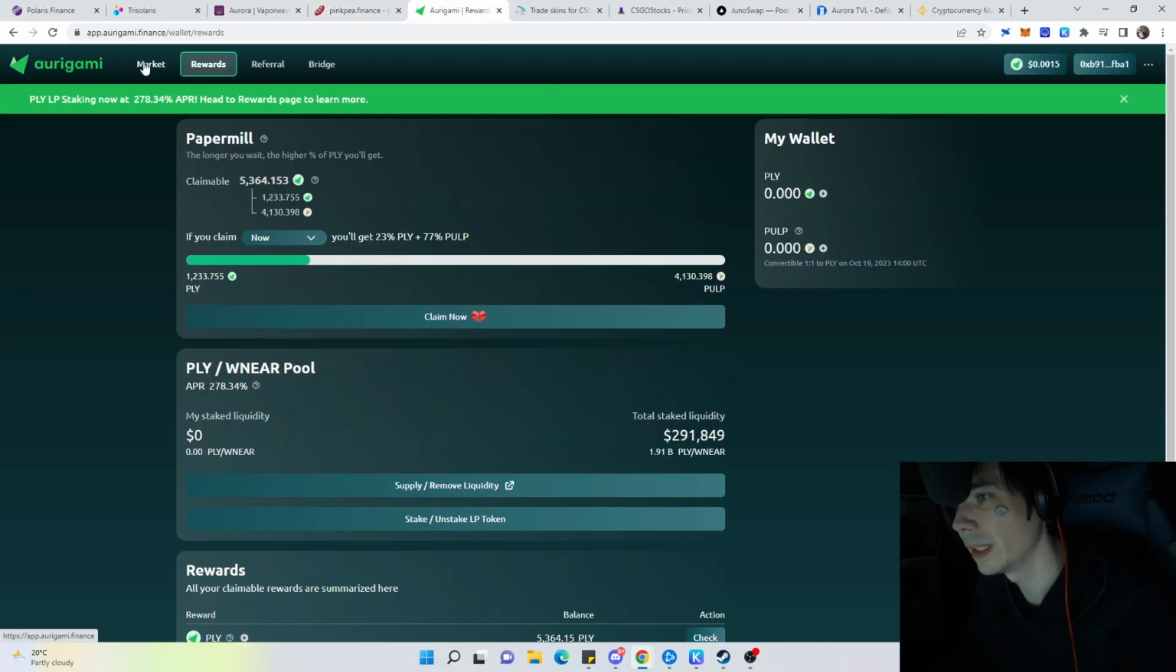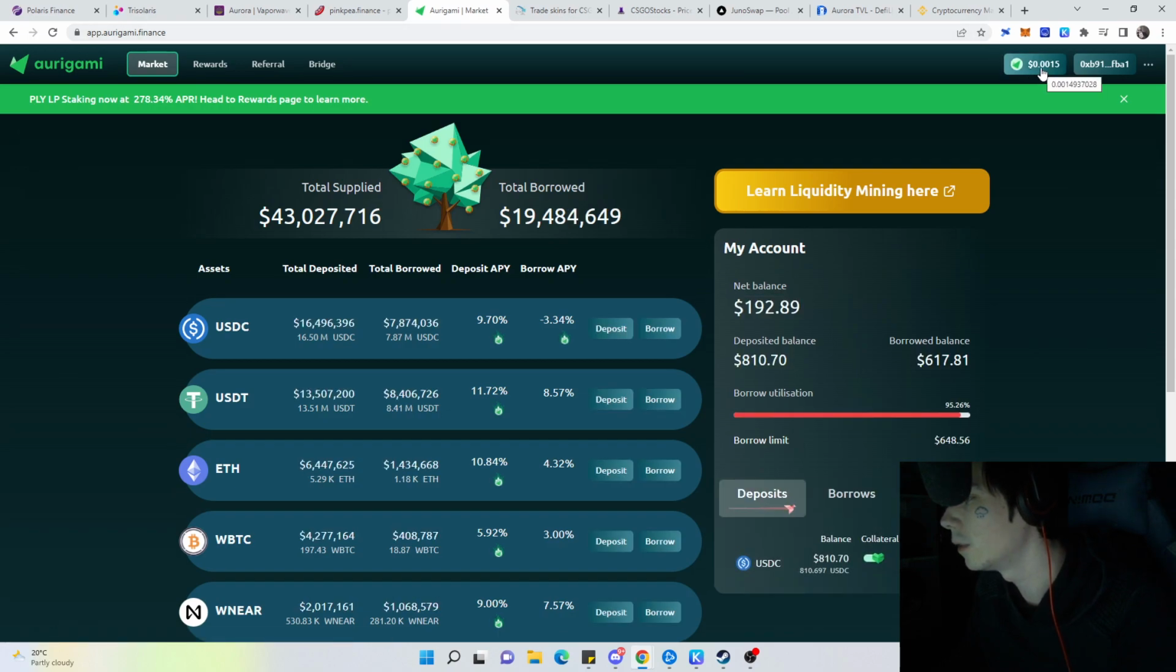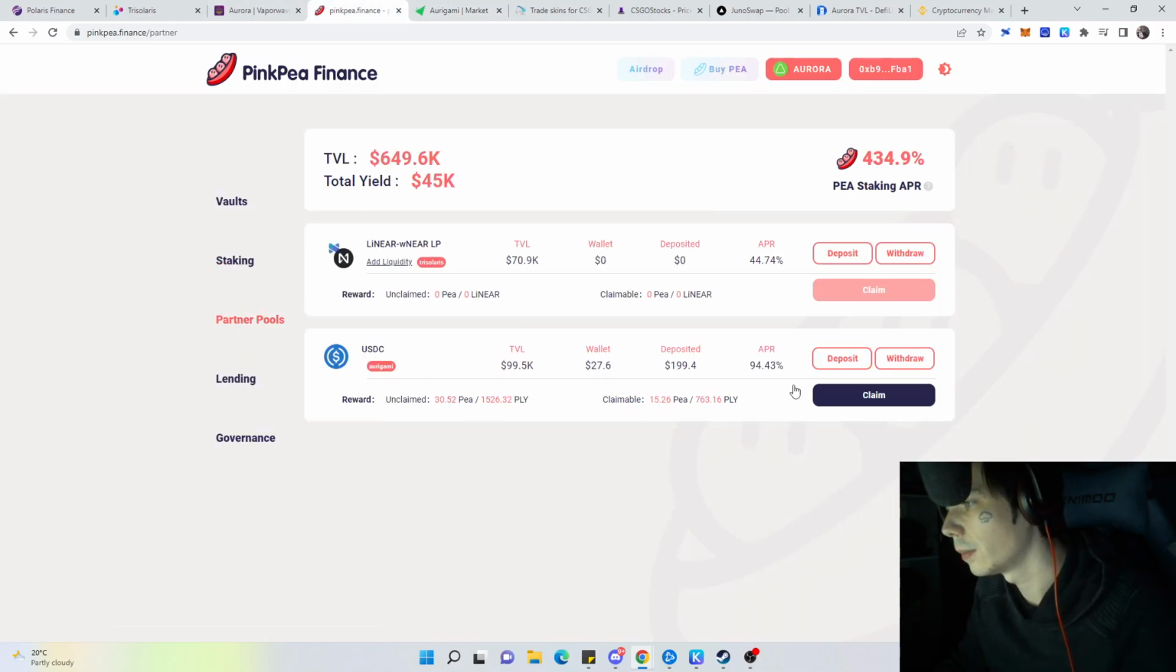Now looking at Origami. Origami didn't do much, the position didn't do much at all. We didn't increase it, we didn't decrease it, we didn't borrow anything else. The rewards still the same, almost at 5,364. And before I forget to mention, the partner pool is really paying 94% over on this side.